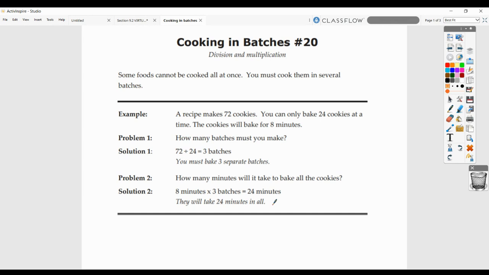I just want you to be able to organize the information correctly. So sometimes food can be cooked in batches, all right, which means we can't cook it all at one time. So we have to do it kind of in shifts, so one after another. And why would we have to do that? Well, maybe we only have one pan or two cooking sheets and it requires more.